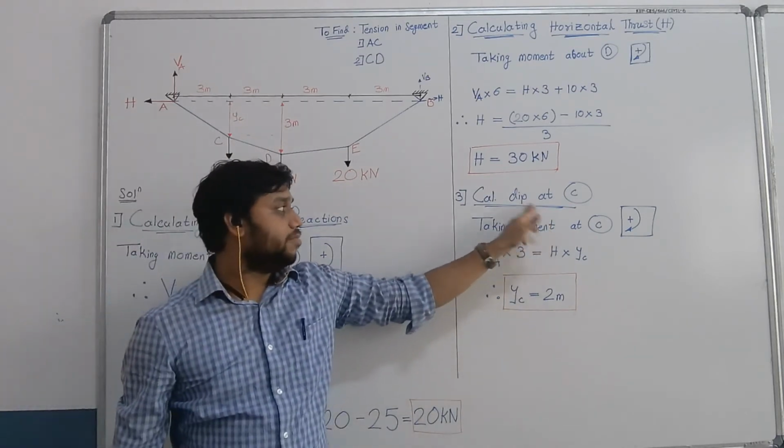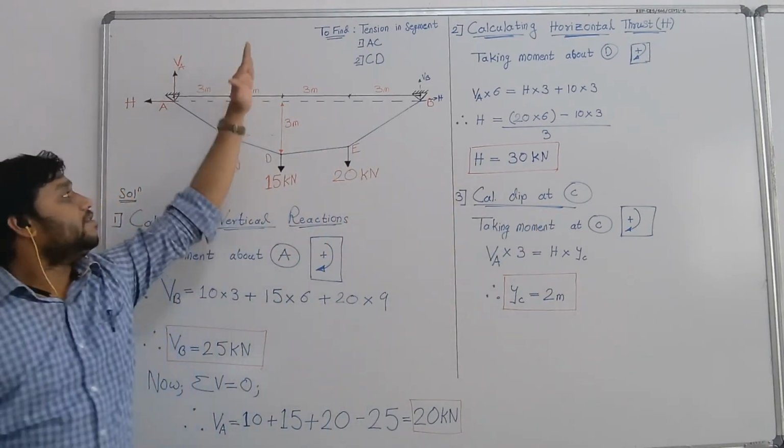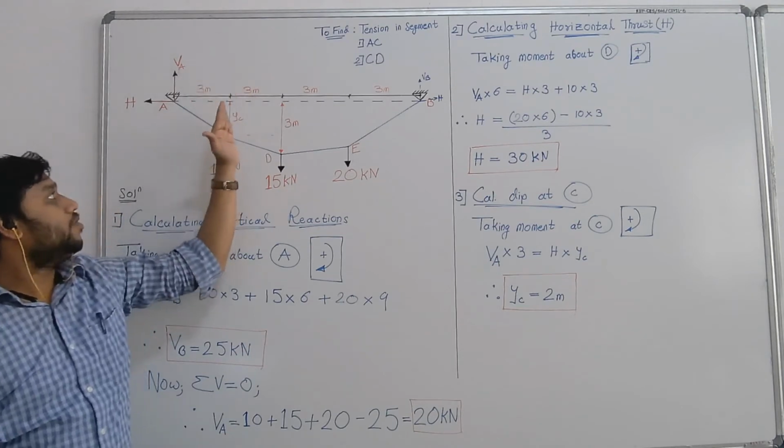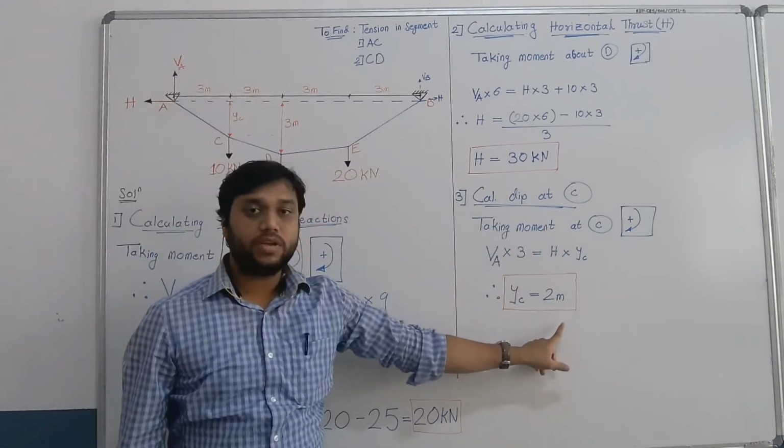So the next step is to compute the dip at C. Again, as if the section is at C and observing the left hand side, taking moment at C, YC turns out to be 2 meters.